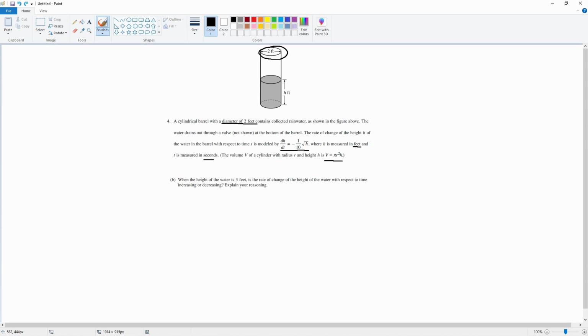Part B says when the height of the water is 3 feet, is the rate of change of the height of the water with respect to time increasing or decreasing? And explain your reasoning. For this problem, we want to take the derivative of this function, dh/dt equals -1/10 square root of h. This is because it'll find whether it's increasing or decreasing, depending on whether it's positive or negative. So we're going to take the derivative of this.